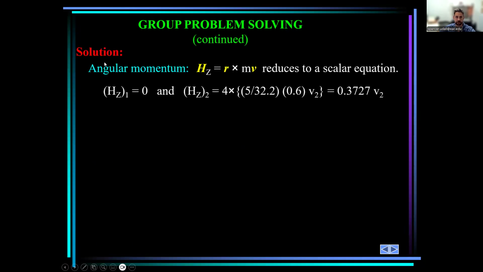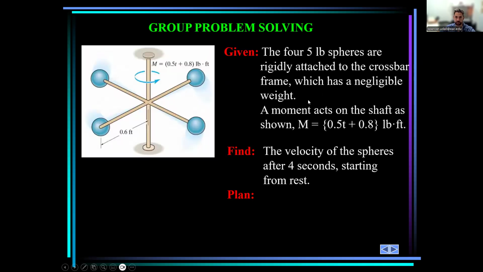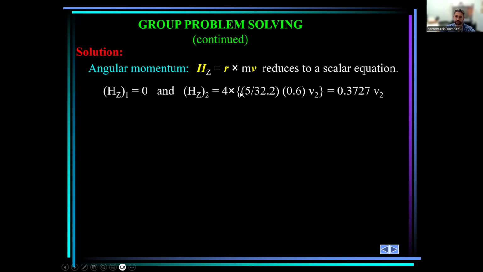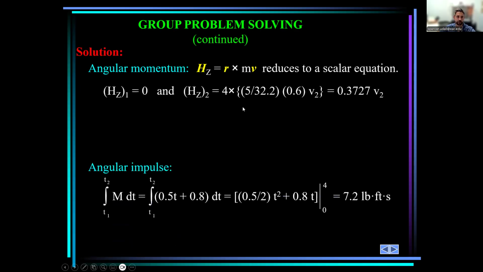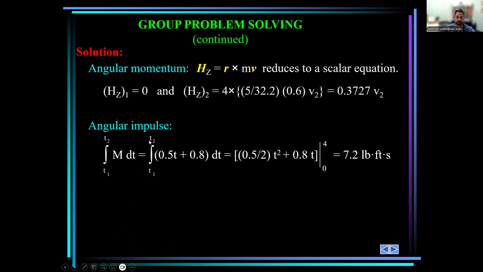Okay, so our initial angular momentum is going to be zero starting from rest. The final angular momentum would be four because of the four balls times the mass times the velocity times the distance to the middle, which is the 0.6 feet. Make sure you don't use 5 pounds. You got to get that into mass slugs, right? Then our angular impulse is the only term missing out of the equation before we could solve for V2.